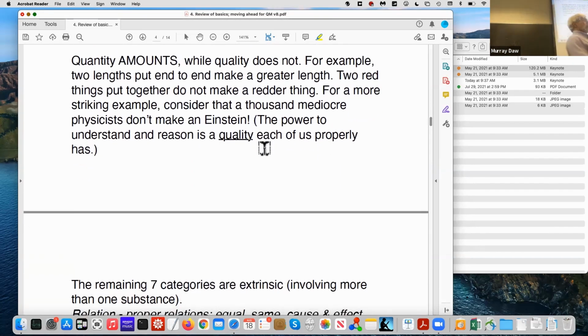Okay. If I take two rulers and put them together, I get a longer thing. If I take two red things and put them together, I don't get a redder thing. I just get a greater quantity of a red thing. I get more red. Quantity amounts. 1,000 mediocre physicists don't make an Einstein. Doesn't work that way. Qualities don't amount like that. Okay?